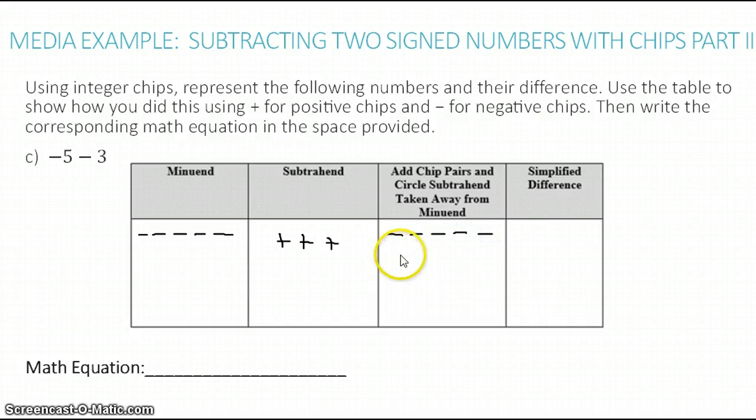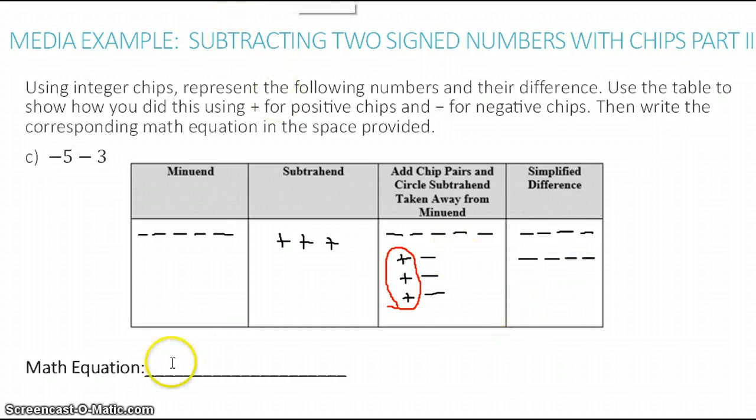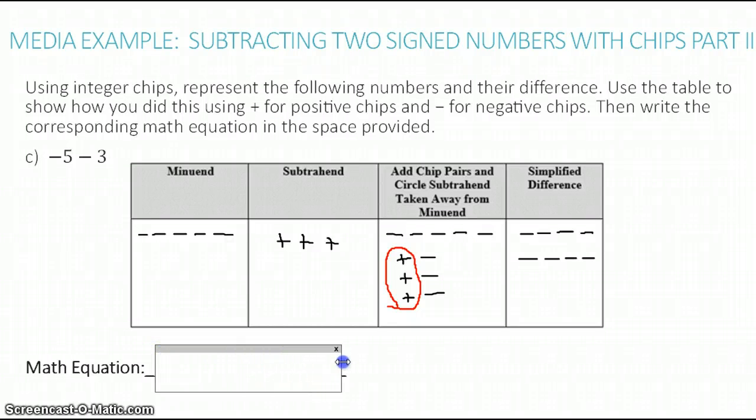Here's our subtrahend. And here are the integer pairs that we needed to add, so we would have 3 positive chips to take away. Let's circle them so we know we took them away. And the result is that we had 8 negative chips. As a math equation, we would write this as negative 5 minus positive 3 equals negative 8.